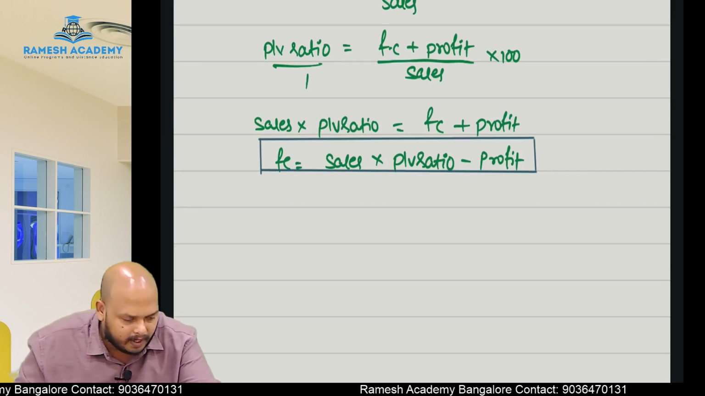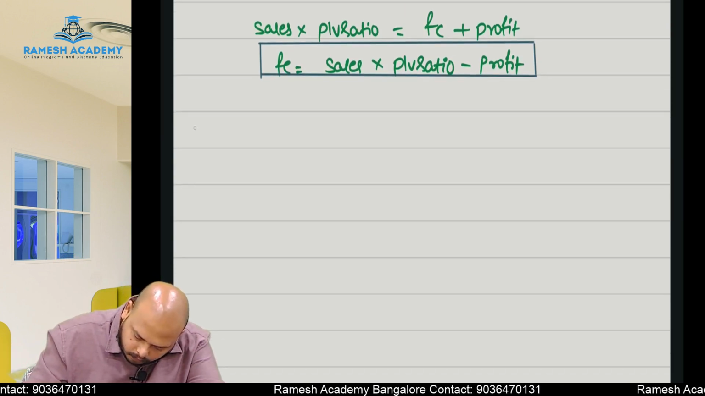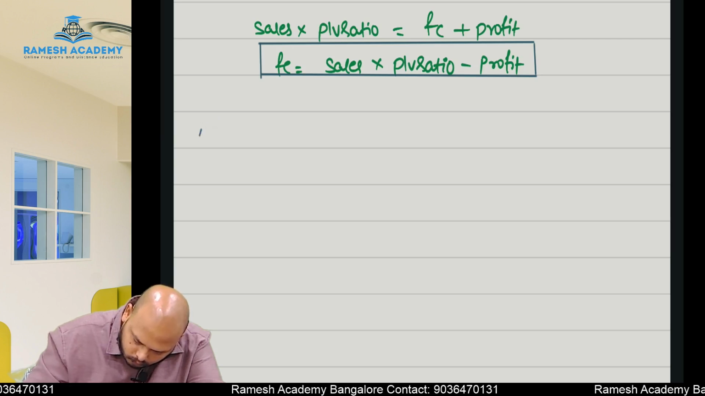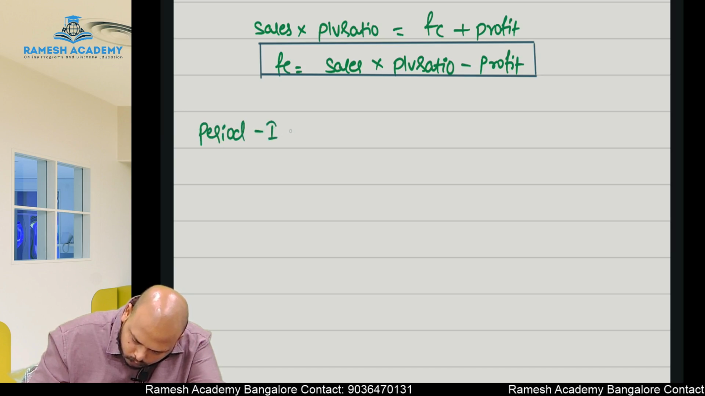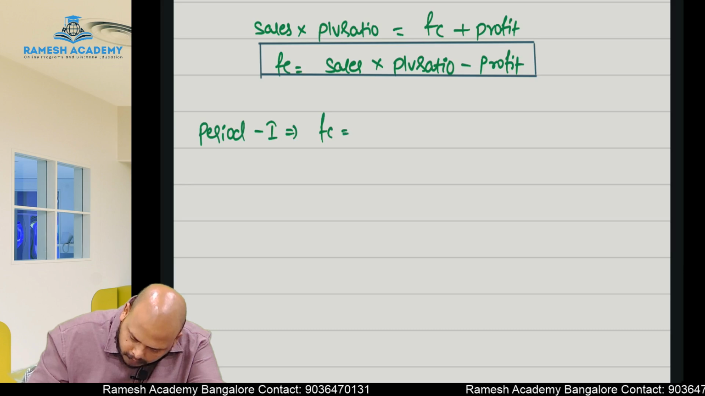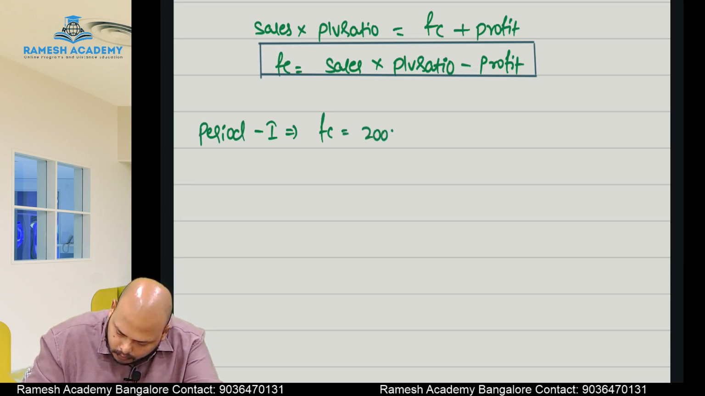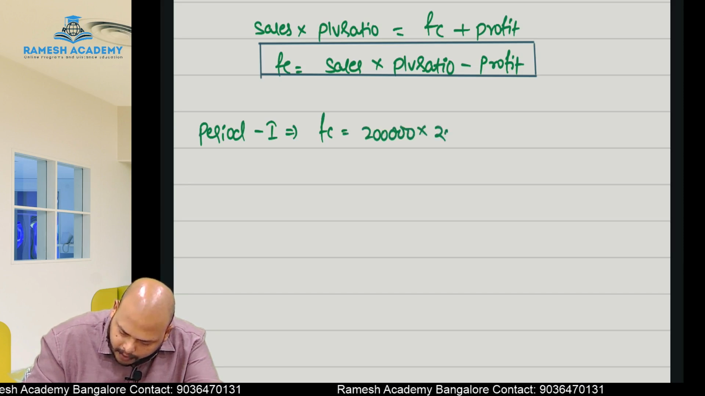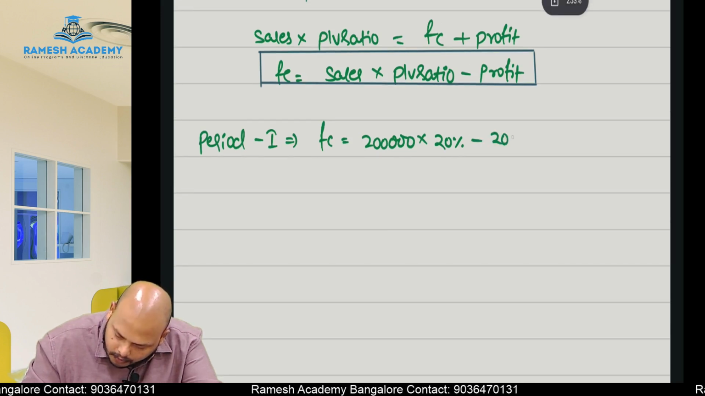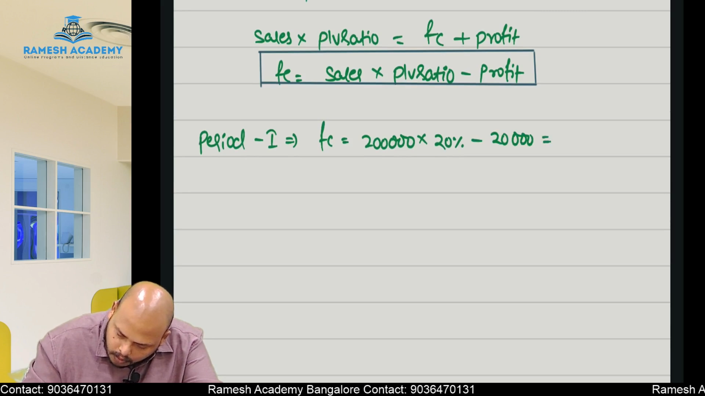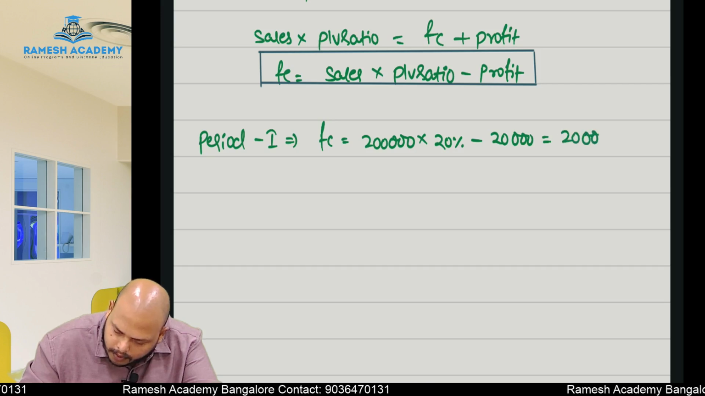Let us apply it in period 1. Fixed cost is equal to, what is the period 1 sales? 2 lakhs. Into, what is the PV ratio? 20%. Minus, what is the period 1 profit? 20,000. So 2 lakhs into 20% is 40,000. 40,000 minus 20,000, 20,000 is the fixed cost.